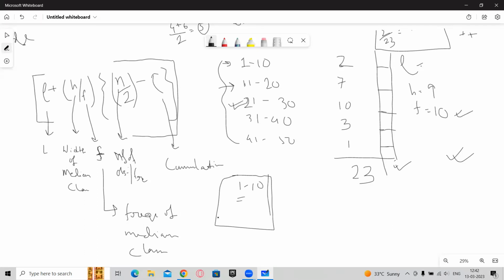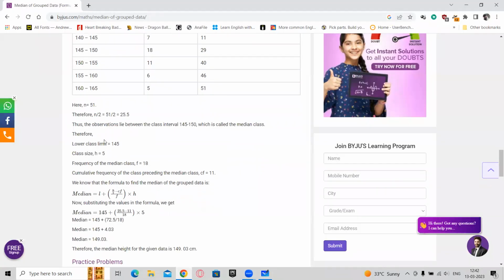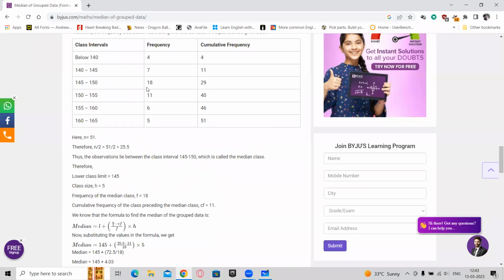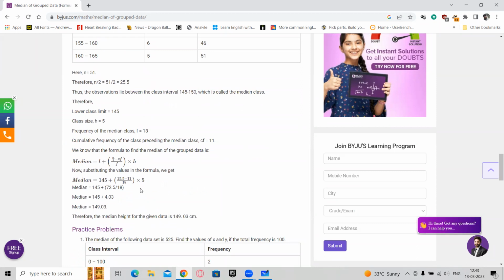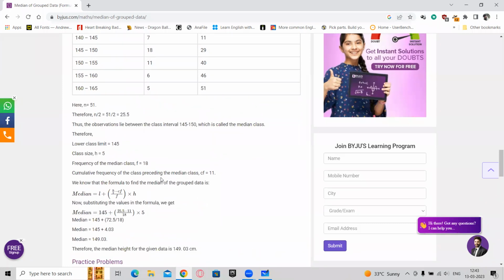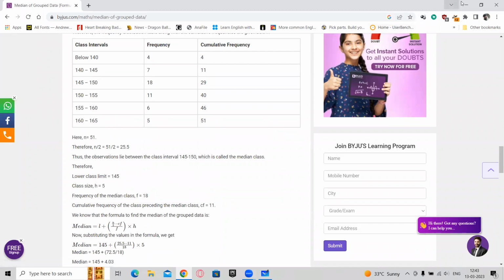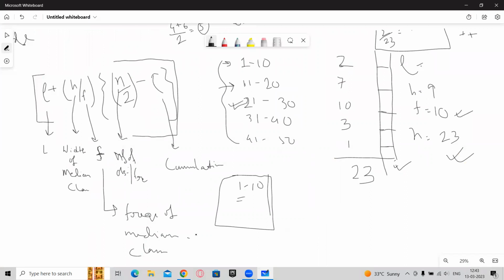Then N is your total number of values, that is 23. That's what the people did here: L plus, with the median class lower limit 145. The N is your total. The formula is N by 2 minus the CF, multiplied by H. That's why I leave it separate. And the frequency of your median class is 18, that's why F is taken as 18. Clear, I guess? Yes, sir. Okay.